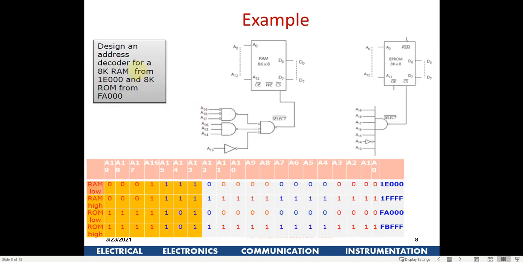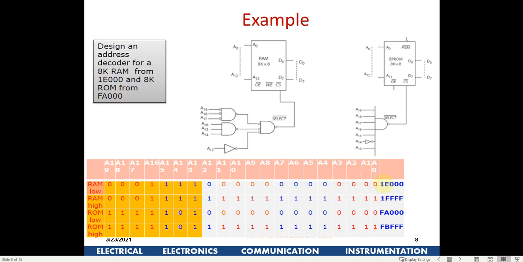So this is another example where we design an address decoder for 8K RAM from this value. Now the software engineer has decided he wants an 8K RAM starting from this address, and 8K ROM starting from this address. So he has already decided, and now we need to implement the hardware accordingly.